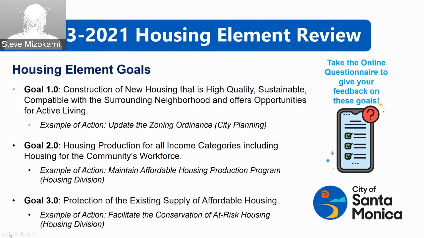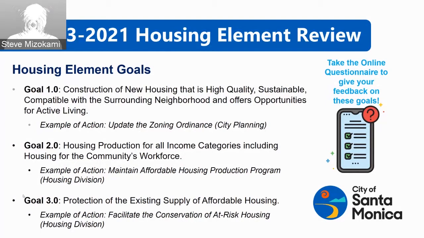And also facilitating housing development in mixed-use transit-oriented areas of the city, such as the downtown and the Bergamot areas. And of course, these specific plans were also adopted in most recent years. Moving on to goal number 2, which involves housing production for all income levels, including workforce housing.